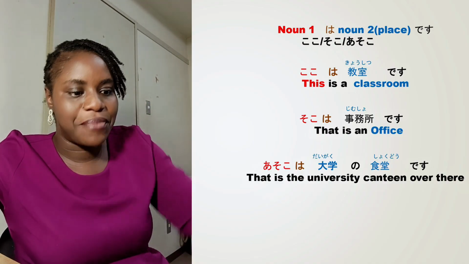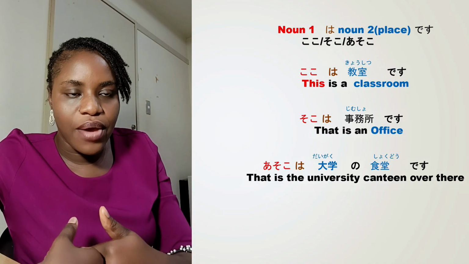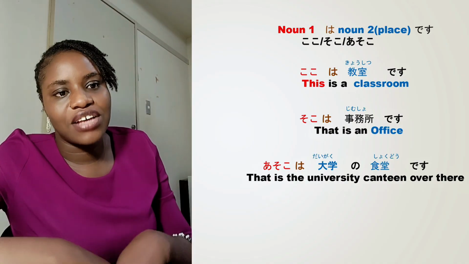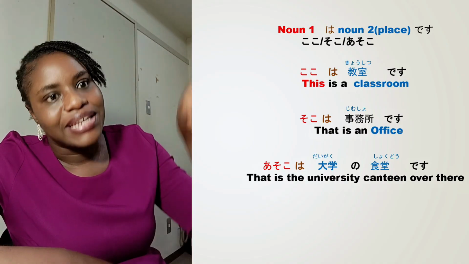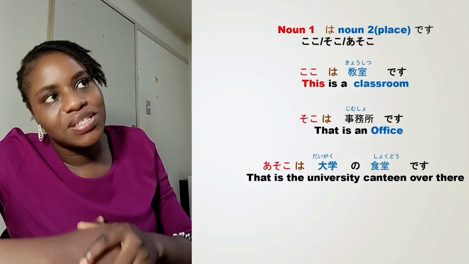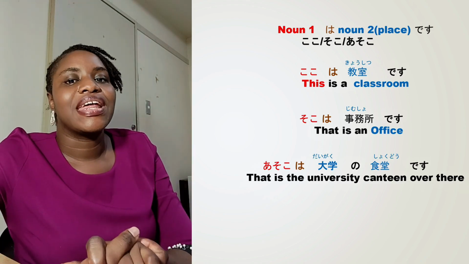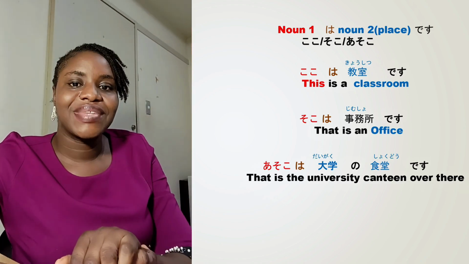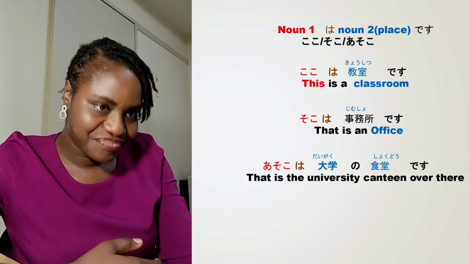Asoko, over there. So koko is here where I am. So this place is a classroom, and then that is an office. So this place is a classroom, that is an office. And then over there, that is the university canteen.